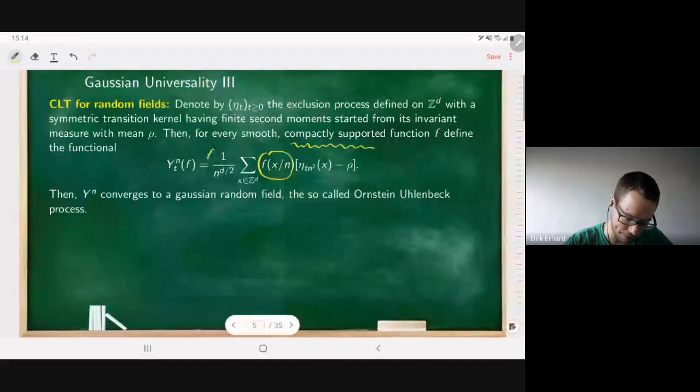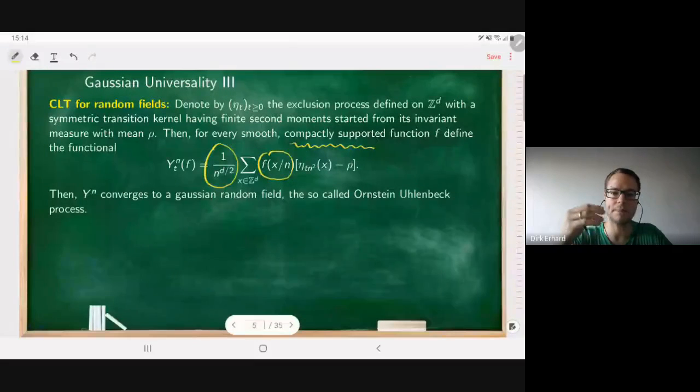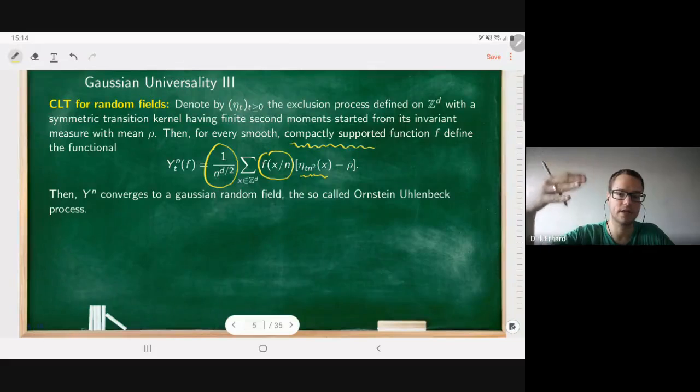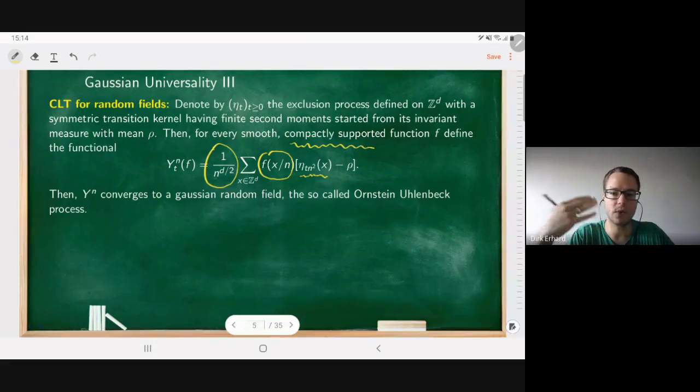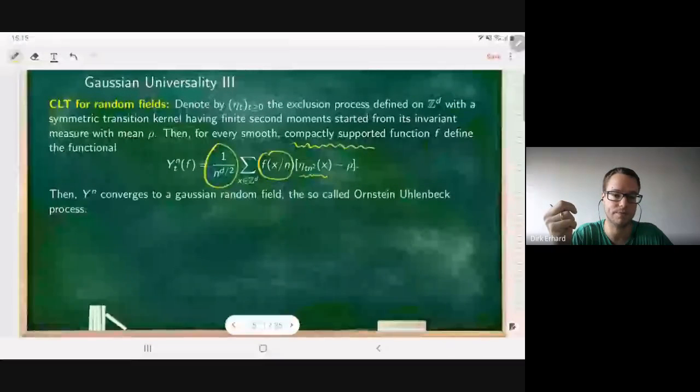Now we divide by this guy here, so we divide by the square root of the number of points. So there's the central limit theorem scaling that we have here. And then what we essentially do is weight this function with this ether, but accelerated, where time is accelerated by a factor of n squared. So time is accelerated by n squared, and space is scaled by n. That's the typical diffusive scaling that we see from the random walk also.